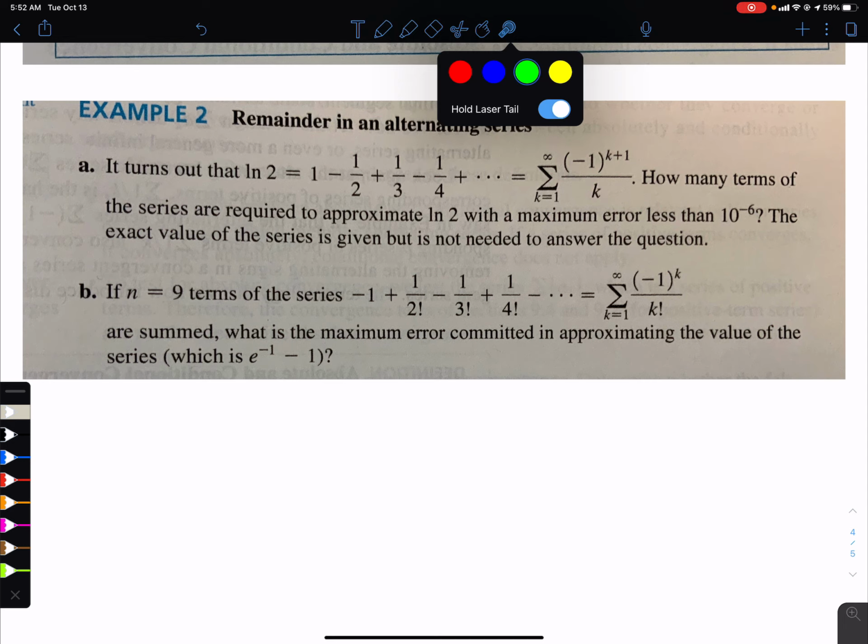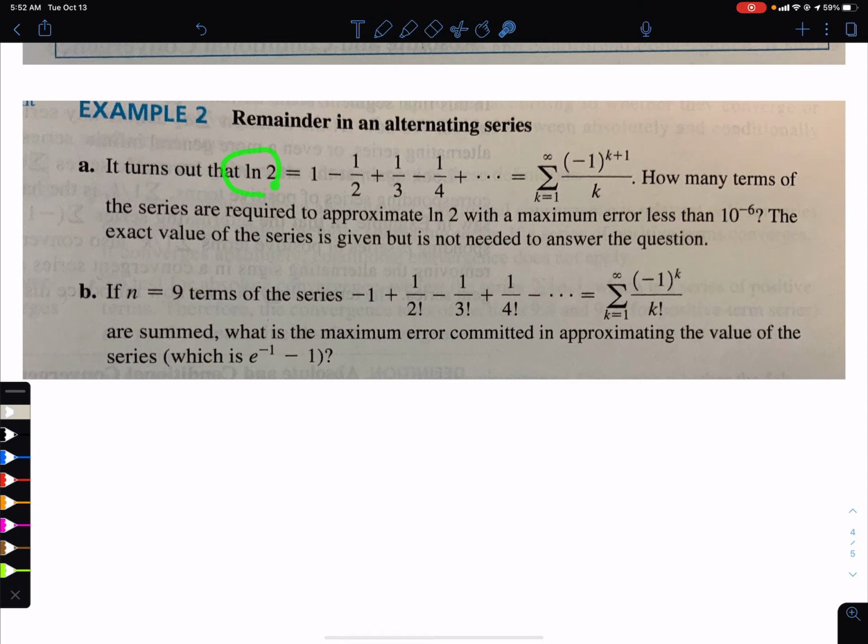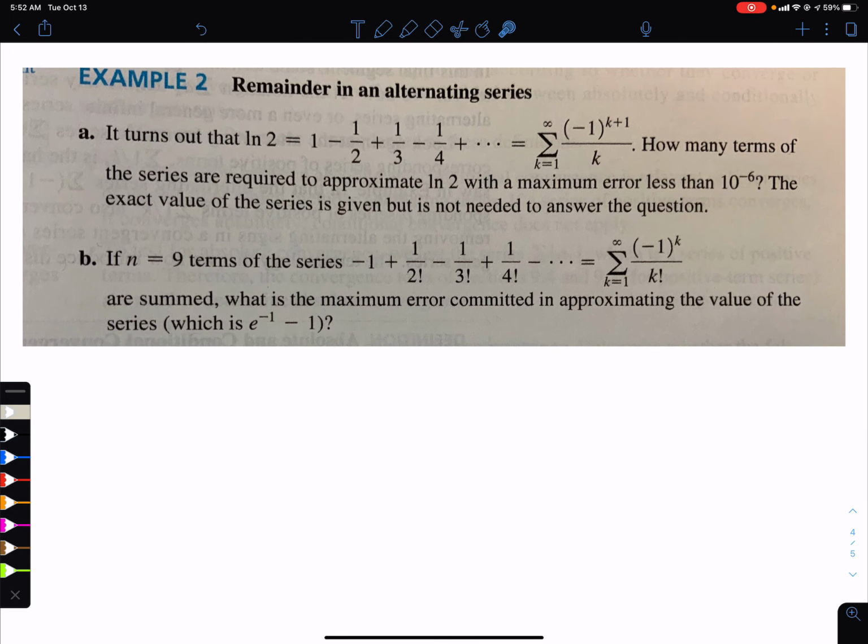So they're telling you we have a series for ln 2. It's equivalent to this infinite alternating series. Now, how many terms of the series are required to approximate ln 2 so that your error is less than 10 to the negative 6? Okay, how do we do this? First, I'm just going to say this, not write it out. This series, the terms are alternating and they decrease in magnitude to zero, because clearly they decrease in magnitude and approach zero, 1 over infinity is zero. So you'd have to state that: this series is an alternating series whose terms decrease in magnitude to zero.